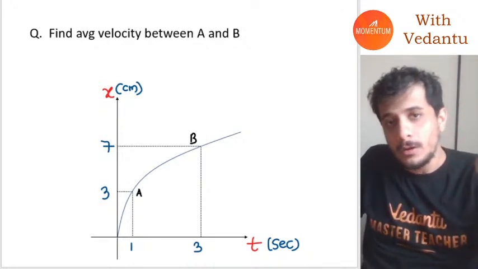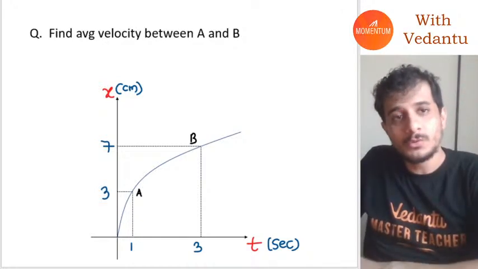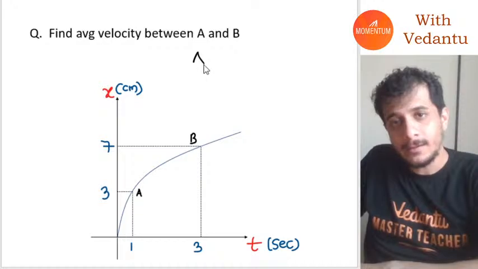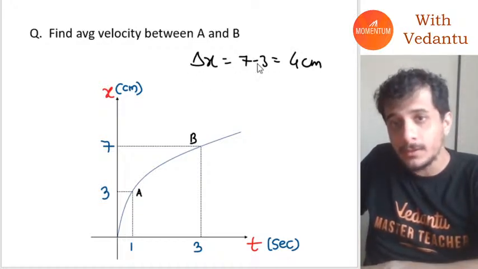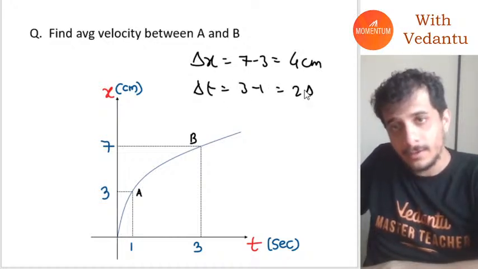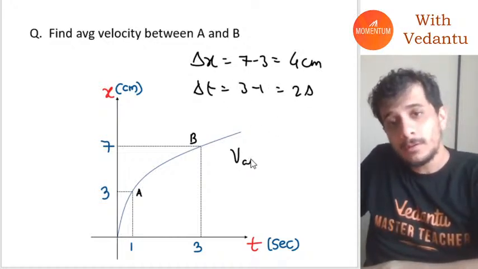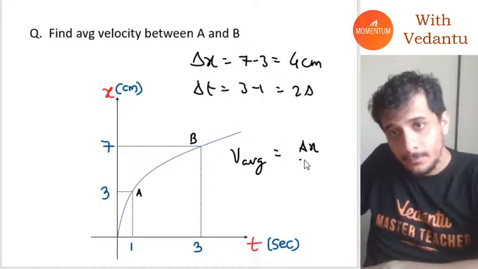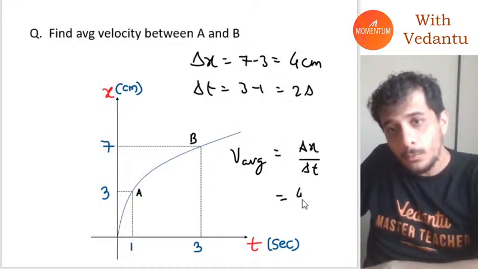Here, what do you do? Once again, you will calculate delta x and delta t. Delta x will be equal to 7 minus 3, that will be equal to 4 centimeter. And delta t will be equal to 3 minus 1, that will be equal to 2 seconds. So average velocity will be delta x by delta t, that will be equal to 4 by 2.